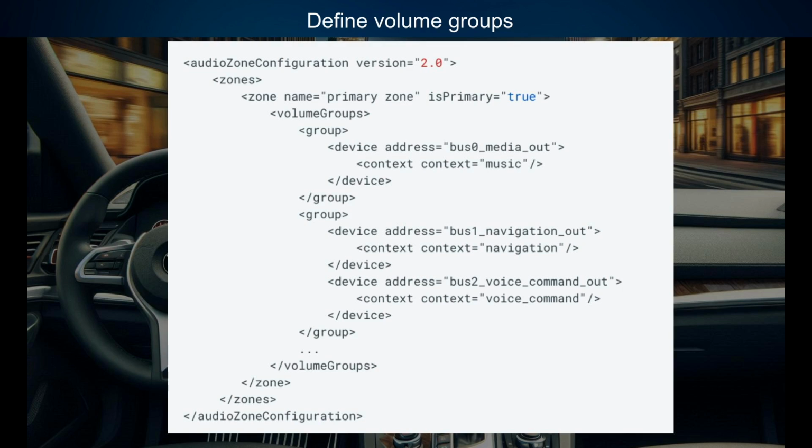Volume group. This section tells us we're about to define different groups of speakers, each with its own volume control. Group tag. Each group represents a set of speakers that will share the same volume level. Media_out. This defines a specific speaker output identified by its unique address.